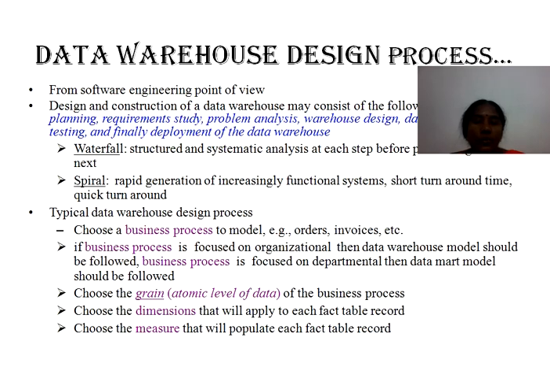So after choosing the business process, then we can choose the grain of the business process. So what's the ultimate level of data needed? That is, choose the grain of the business process. Then choose the dimensions that will be applied to each fact table. So how many dimension tables are needed, which are to be applied to each fact table record.